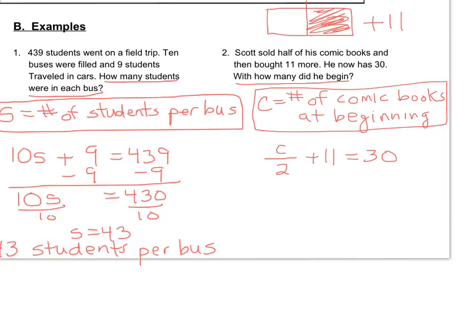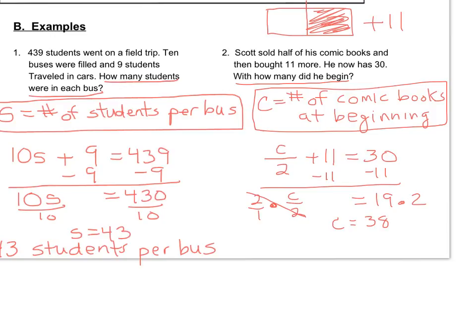Alright, now solve it. Subtract 11 from both sides. C over 2, C divided by 2 equals 19. And then the opposite of divide by 2, right here, the opposite of divide by 2, multiply both sides by 2. Cancel 2's, C equals 38.